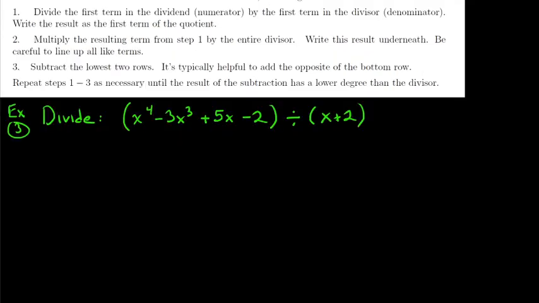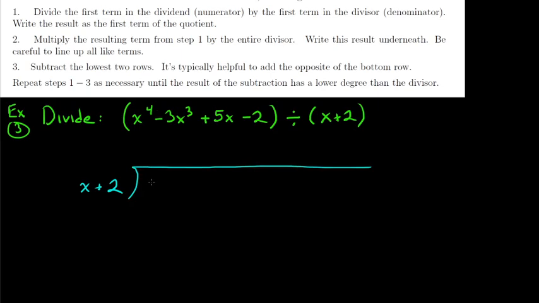All right, so here's our next example. We want to divide x to the 4th minus 3x cubed plus 5x minus 2 by x plus 2. So once again, we have to write this out as a long division problem, because you're dividing by 2 terms, x and 2. So that's the divisor. And then for the dividend, let me try that again. I'm going to make it a little bit straighter here.